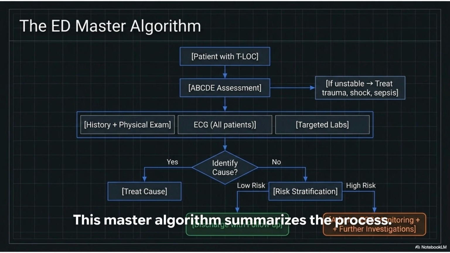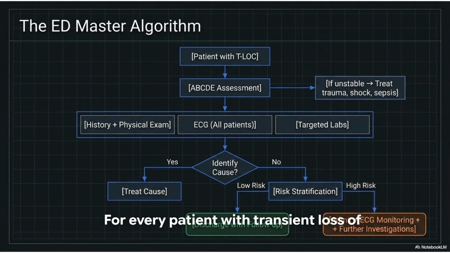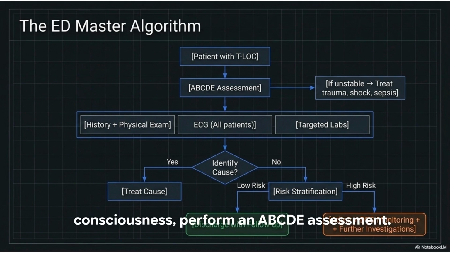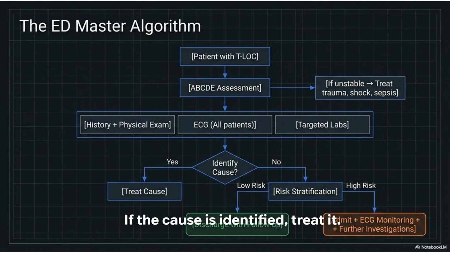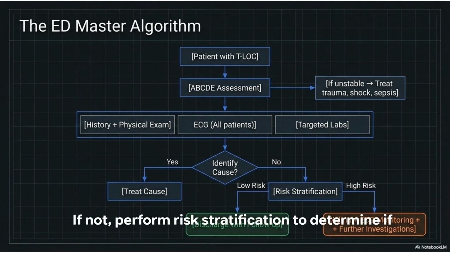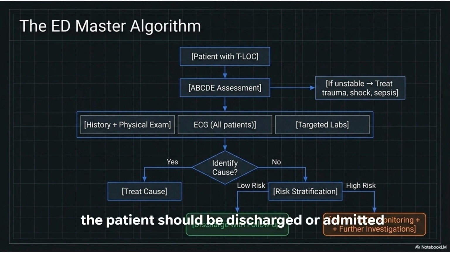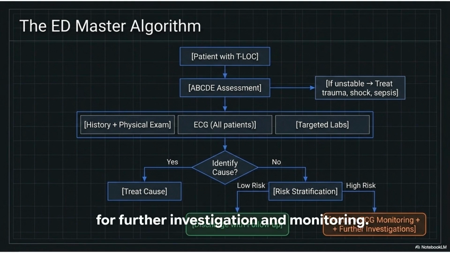This master algorithm summarizes the process. For every patient with transient loss of consciousness, perform an ABCDE assessment. If the cause is identified, treat it. If not, perform risk stratification to determine if the patient should be discharged or admitted for further investigation and monitoring.